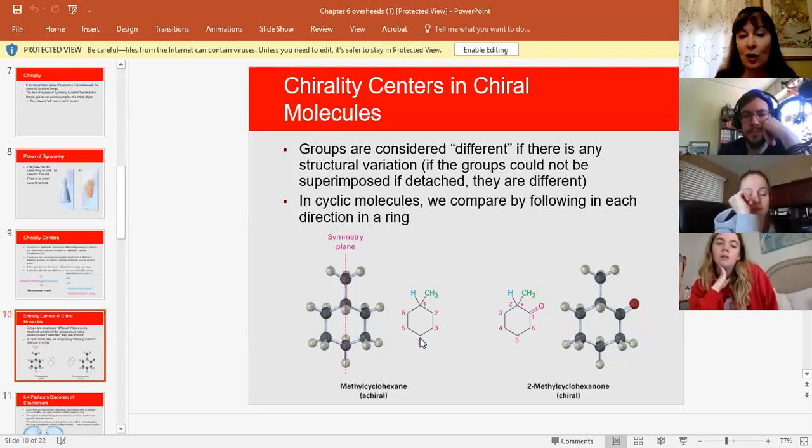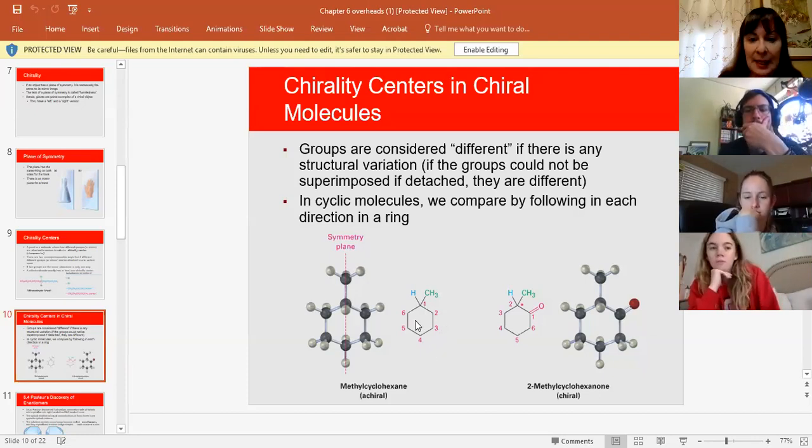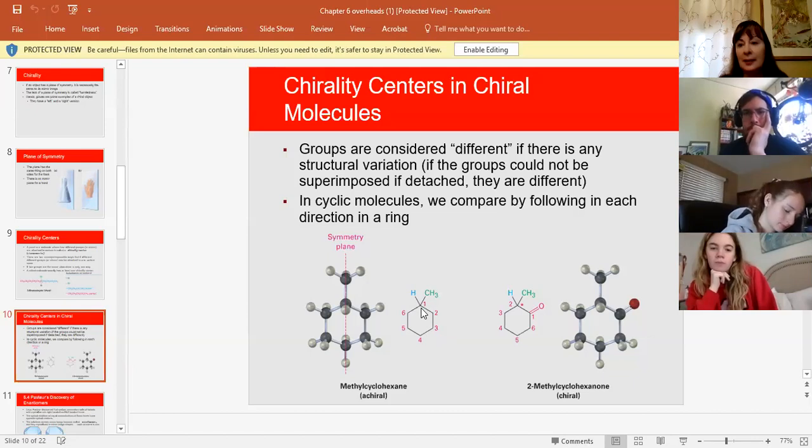Carbon 4 was my last hope for a difference. Is carbon 4 different from the ones that we have seen before? No. So the view on this side of the ring is identical to the view on this side of the ring. And that means that there's no chirality on this carbon. That carbon is not a chiral center, okay?